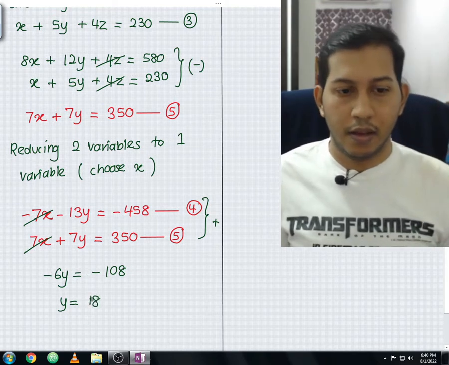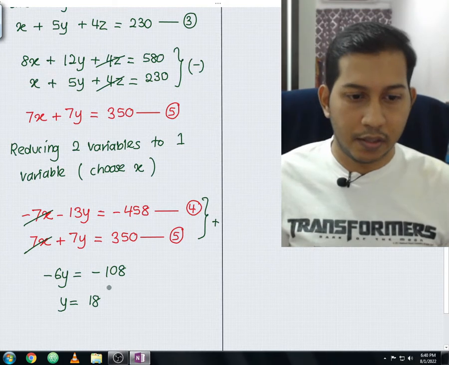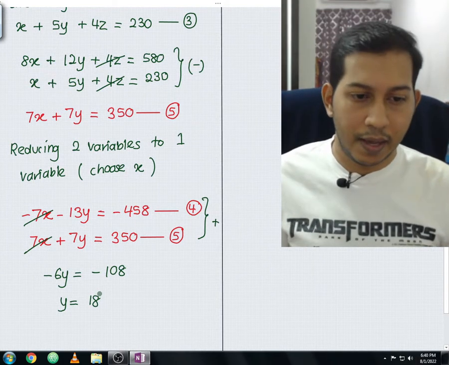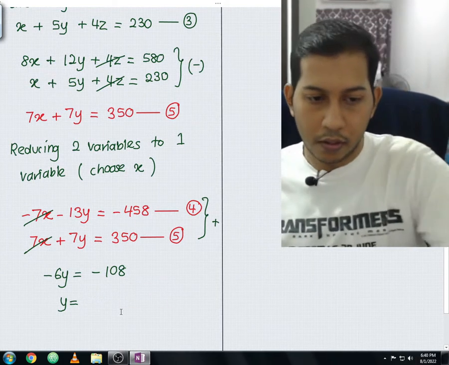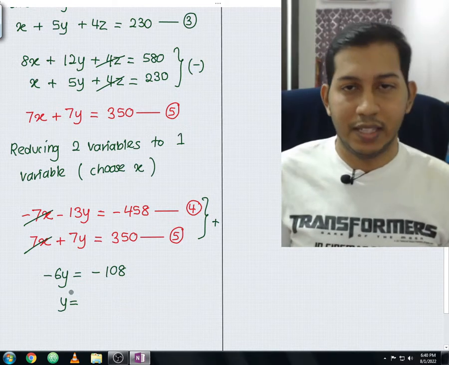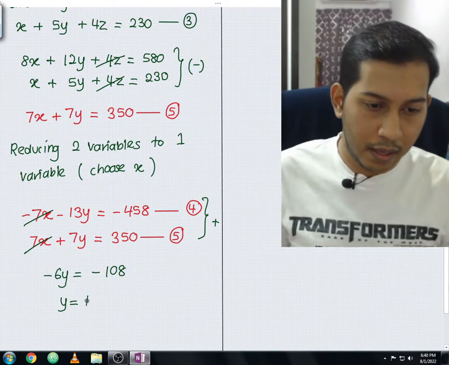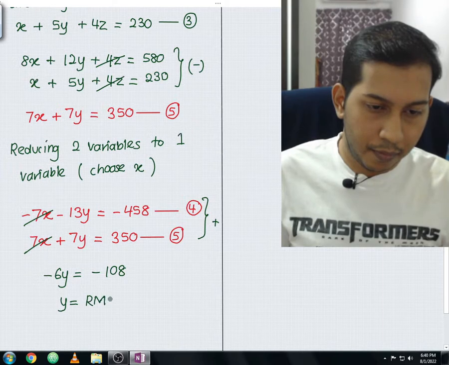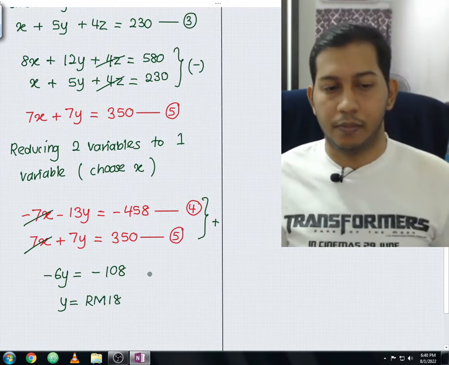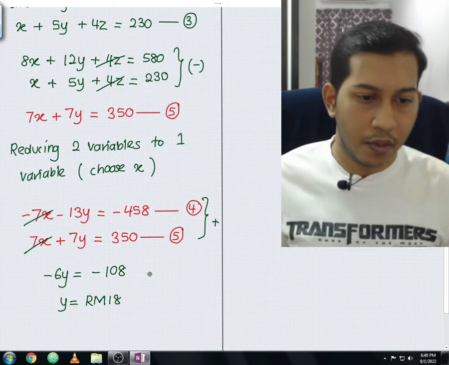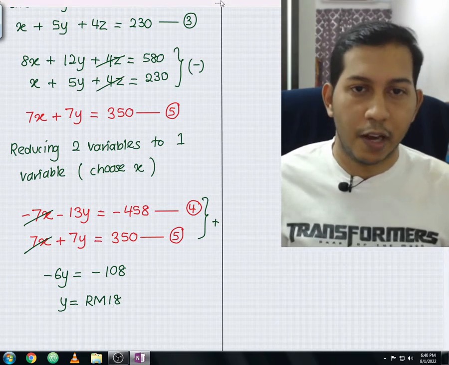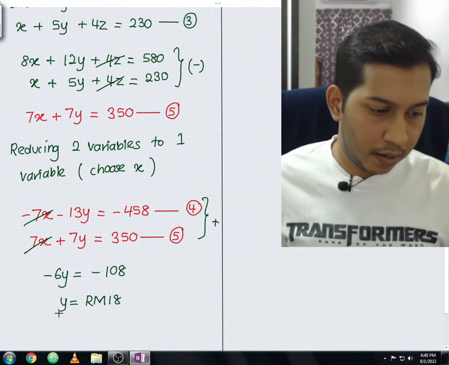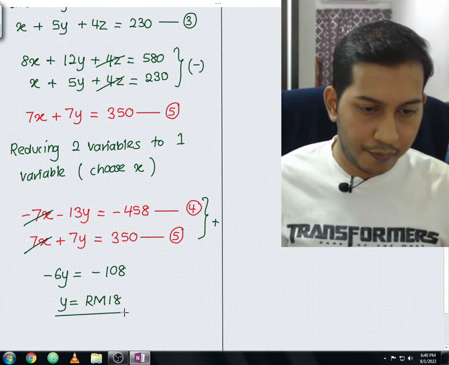18. Okay, but it is better for us to not leave it this way, but write it in currency form, which in this case is ringgit Malaysia. Okay, RM 18. So we already got our first solution, where we get our y is 18 ringgit. So this is our first solution. So let me just underline this.